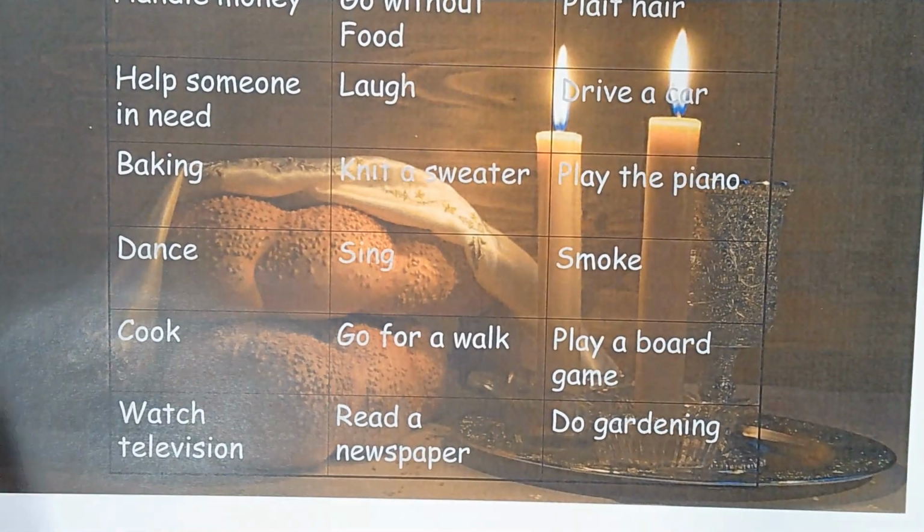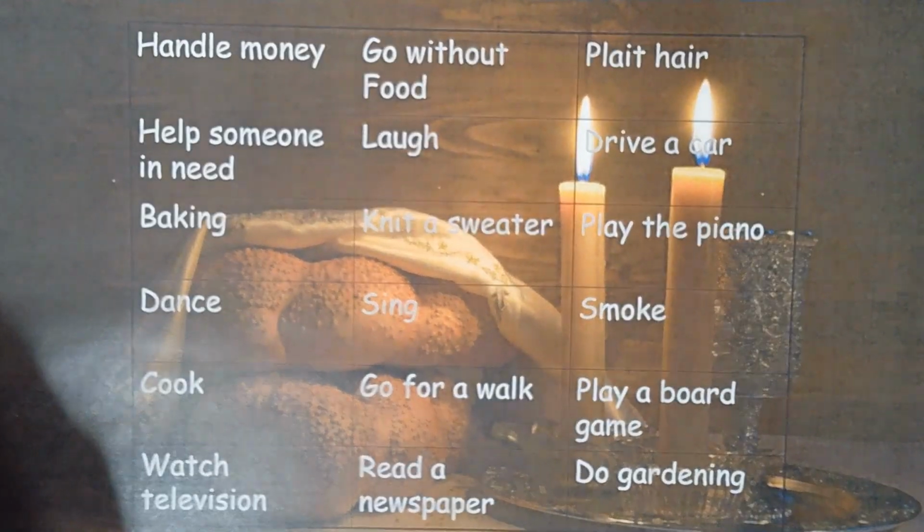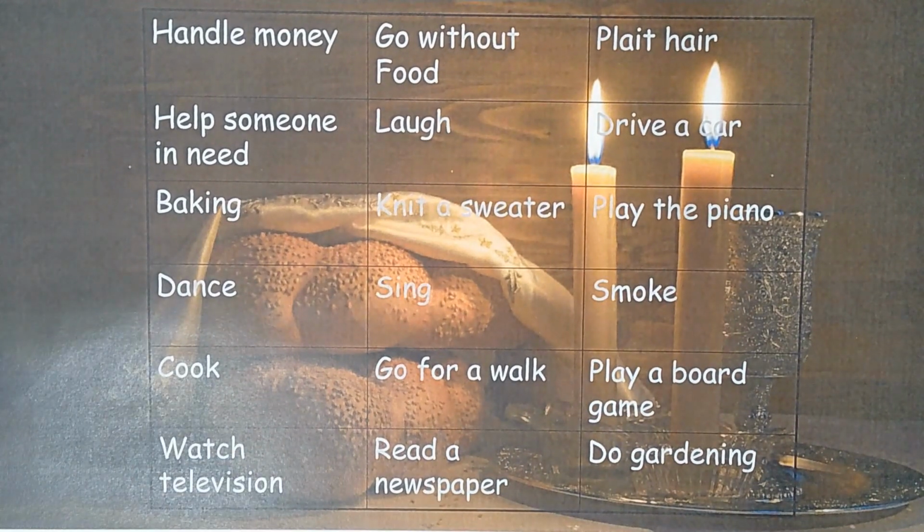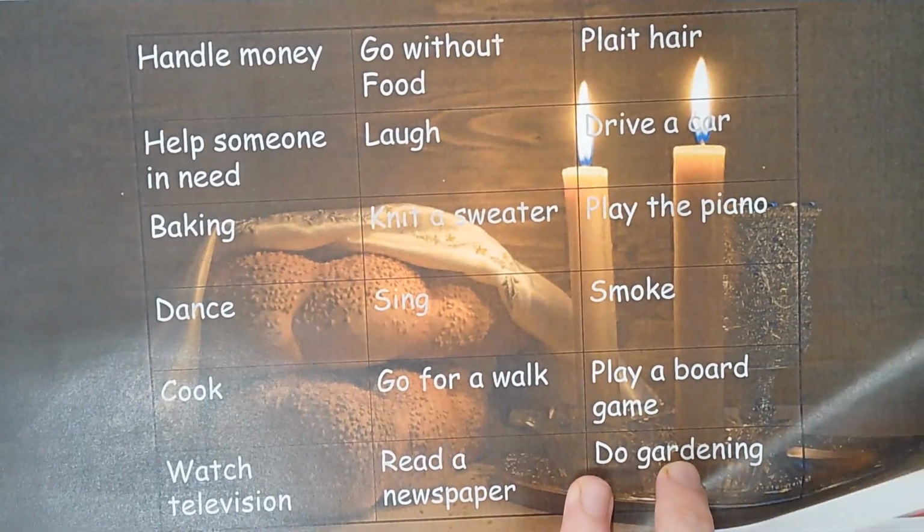So these are the activities that you're going to see on your sheet. Things like handling money, going without food, knitting a sweater, playing the piano, playing board games, cooking, dancing, going for a walk. All different activities. You can do some on the Sabbath, but you cannot do others. Now this is on your sheet and it is attached in your home learning document. So let's have a look at it together.